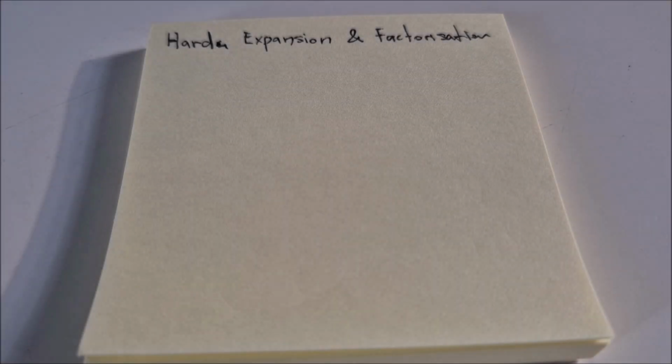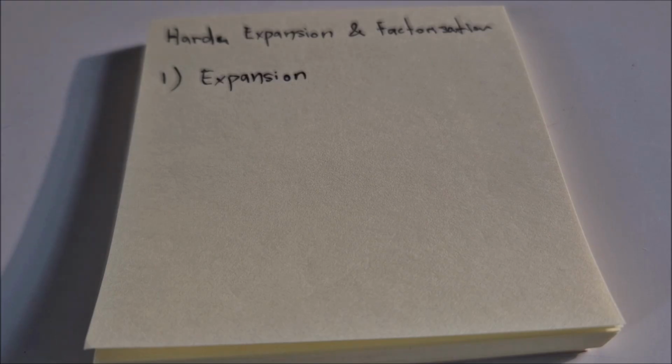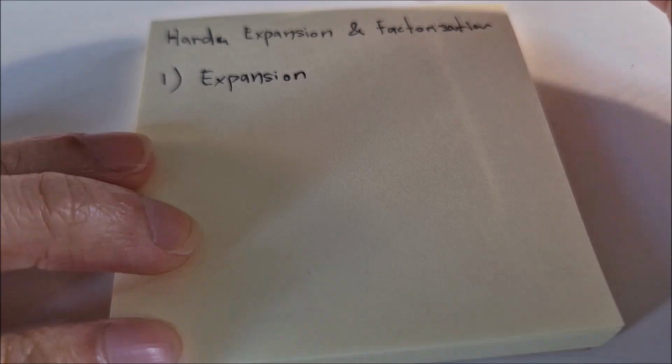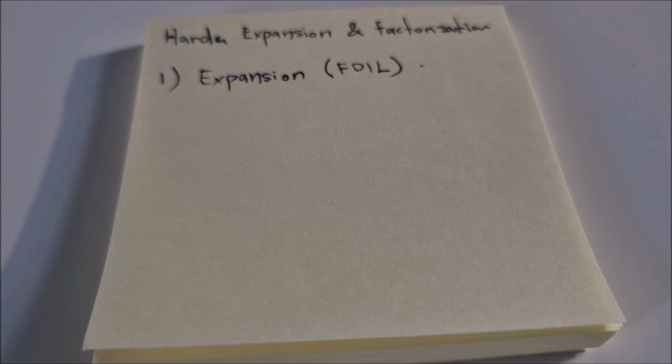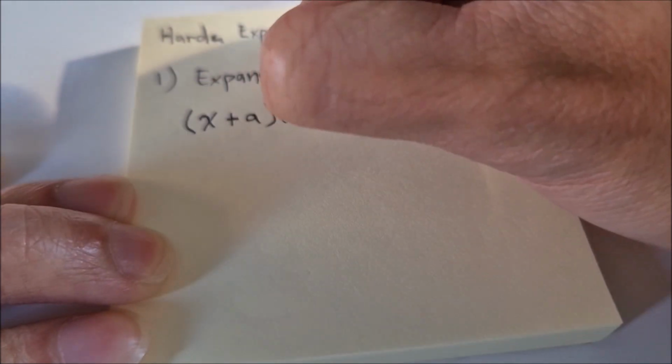I hope the last videos on simple expansion and factorization made sense. Now time to learn what I call the hard expansion and factorization. This name is not official. I guess it's a step up from the last ones. This is something called the FOIL technique when you want to expand these types of brackets. So this is when we have x plus a, x plus b.